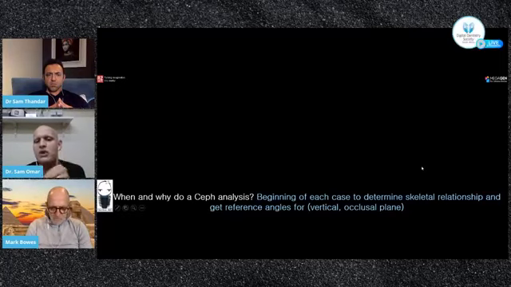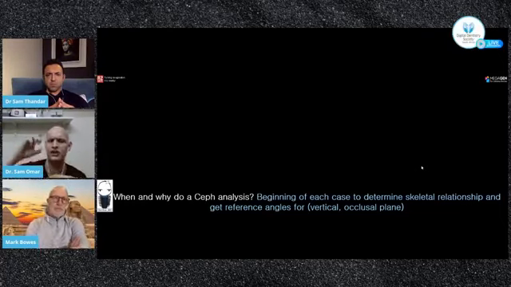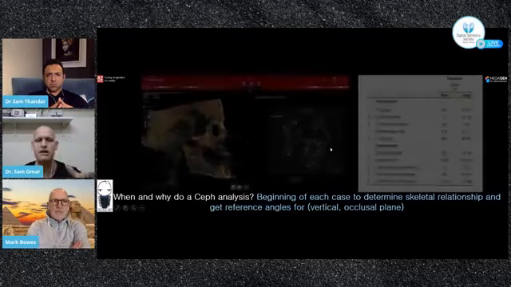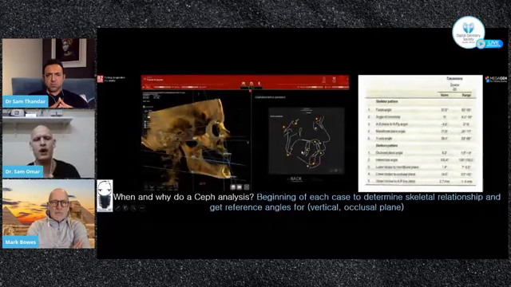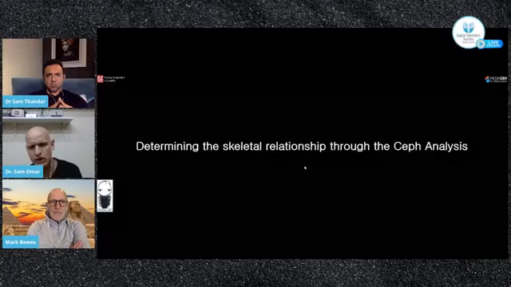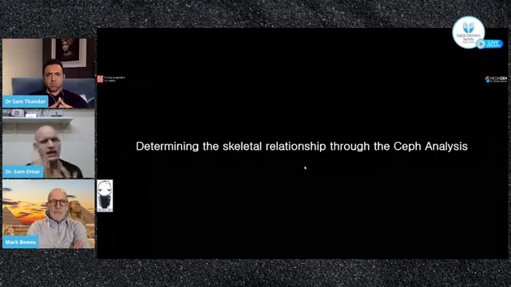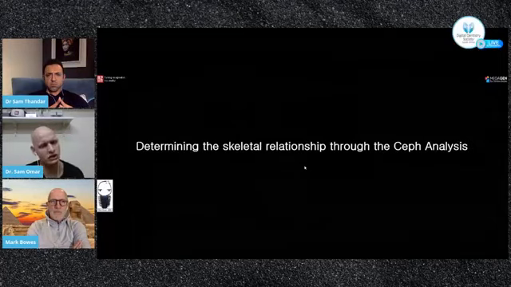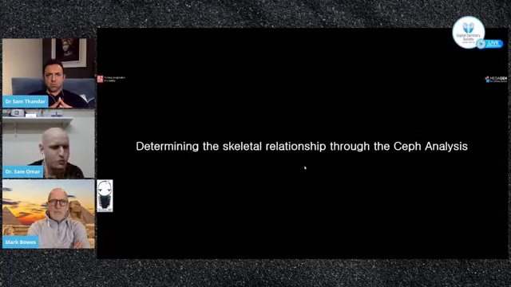So the reason why is because we want to know what skeletal relationship the patient has, and also to get references and angles that will help us determine the vertical dimension and to set the occlusal plane. I'll go into details on this, but let me walk you through this step by step. So number 1, let's talk about determining the skeletal relationship through cephalometric analysis. And why would I need to know the skeletal relationship of the patient? Because we all know that your treatment plan will change drastically because of the patient's skeletal relationship. I don't treat a class 1 patient just like I treat a class 2 patient, just like I treat a class 3 patient.